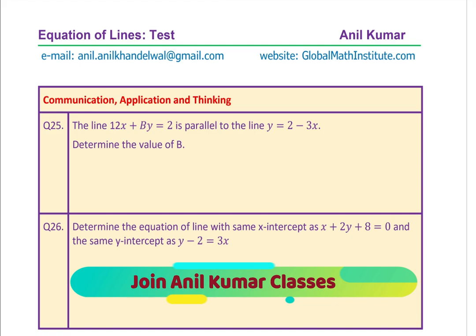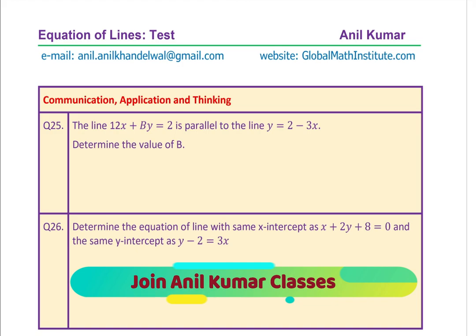Question 25 and 26. Now these are application and thinking questions. You may need to write explanation for your answers for getting full marks. Question 25. The line 12x plus by equals to 2 is parallel to the line y equals to 2 minus 3x. Determine the value of b.